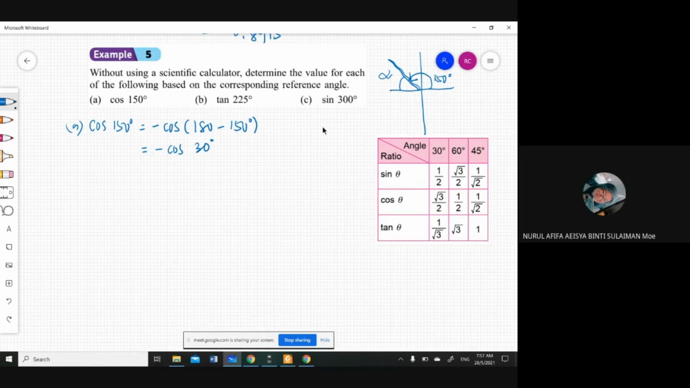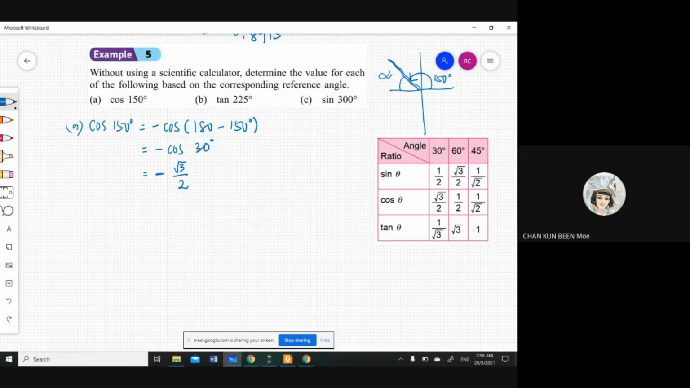Yes. Okay. So we don't have a negative cos 30 degree from here. We only have all the positive angles. Therefore, the negative sign, you just copy down. Then you refer to cos 30. Cos 30 is right here. Cos 30 is square root 3 over 2. So you just copy down. It is negative square root 3 over 2.